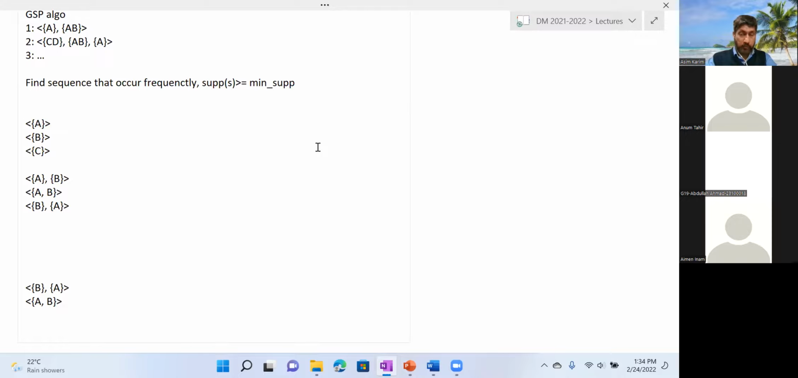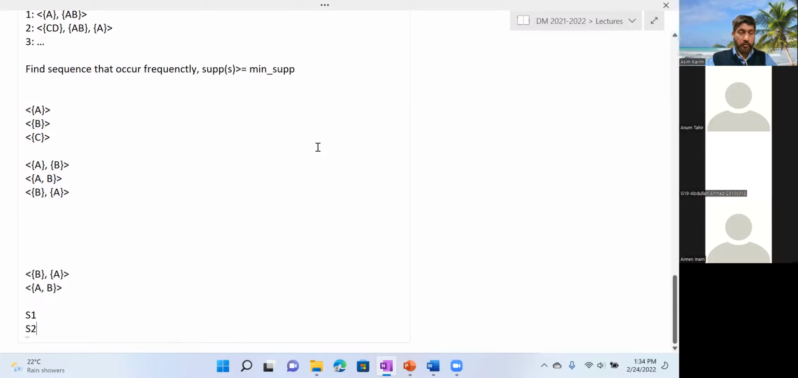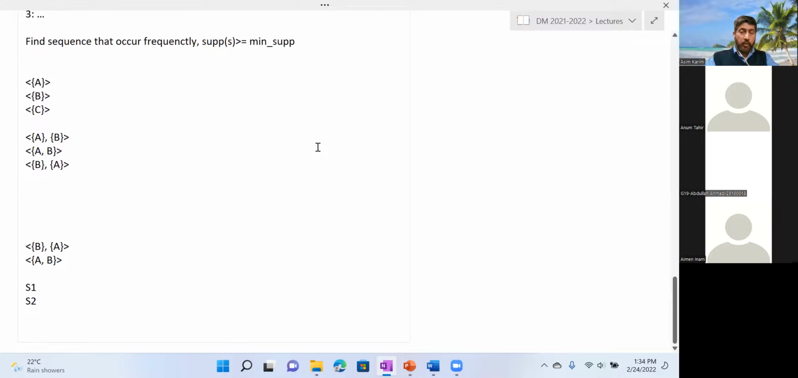The rule that is used for it is this: let's say we have two sequences S1 and S2. So what we do is, in S1, for example, remove, or you can say delete, the first item, not element, in S1, and the last item in S2.